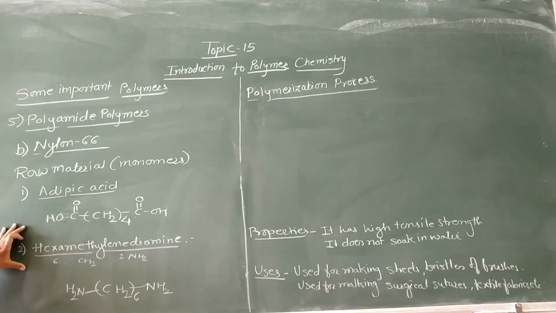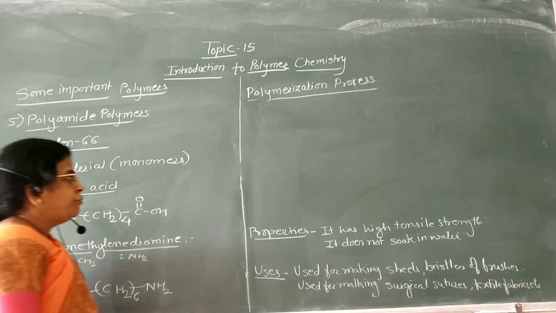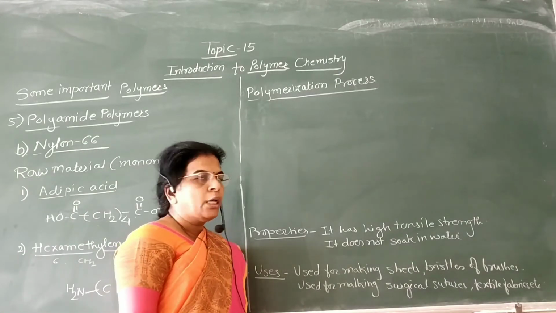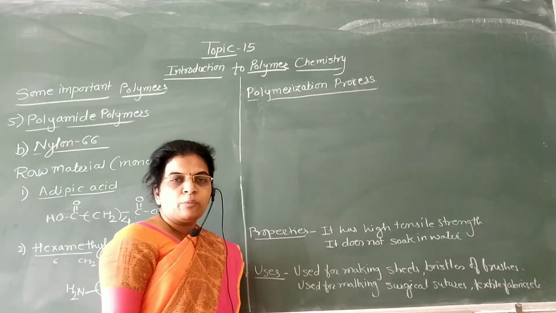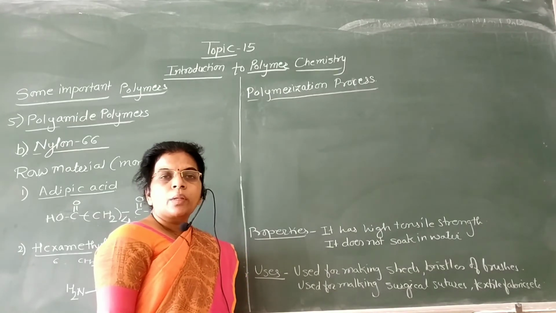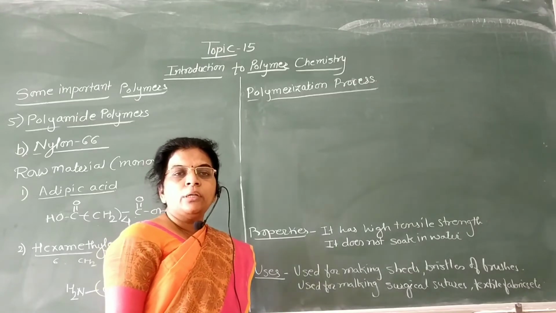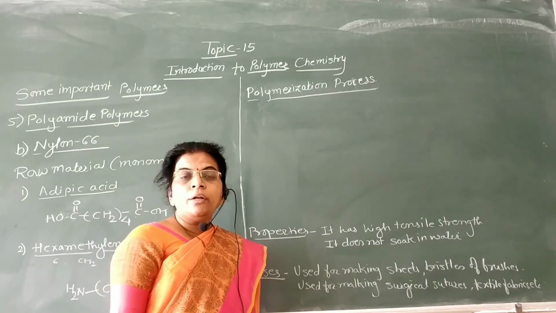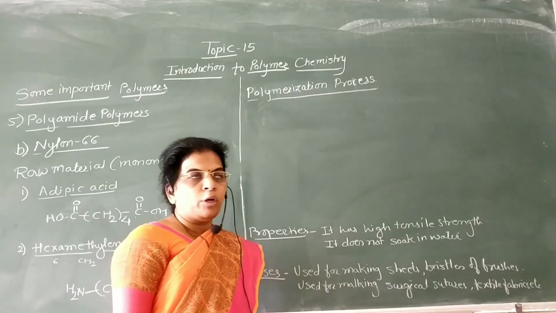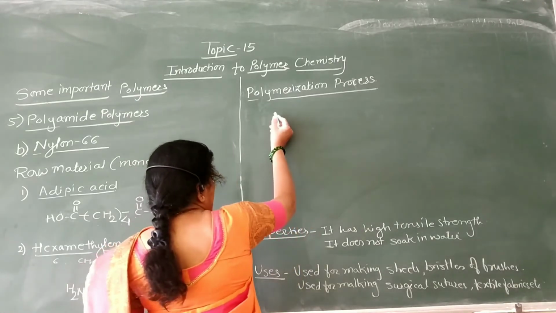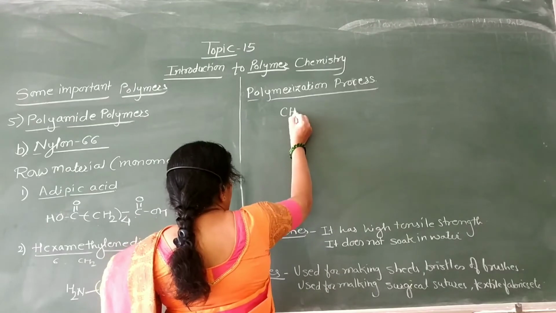Now we are going to see the process of polymerization. It is a linear condensation polymer, that is, a straight chain polymer obtained by condensation of these two compounds. It is a two-step process in which the first step is formation of nylon salt, and this nylon salt then undergoes polymerization at high temperature under high pressure to give nylon 6,6 polymer. Now we are going to see the process.